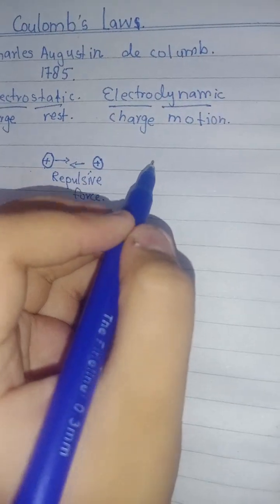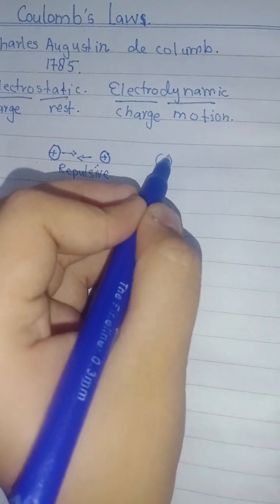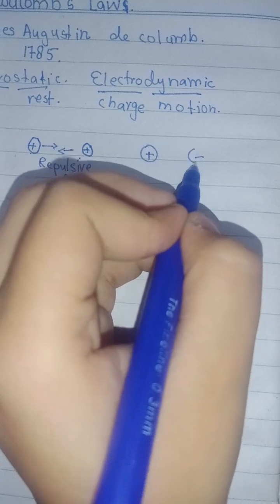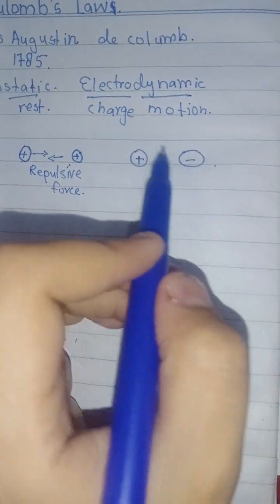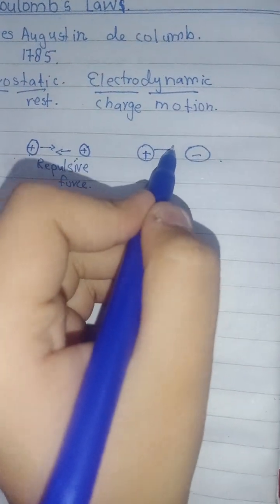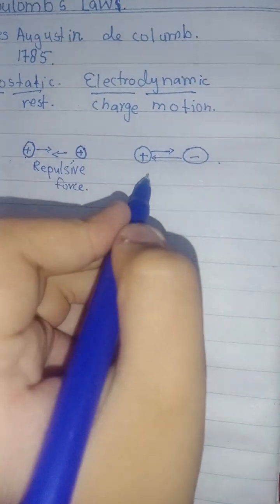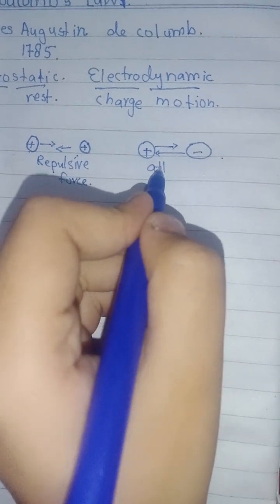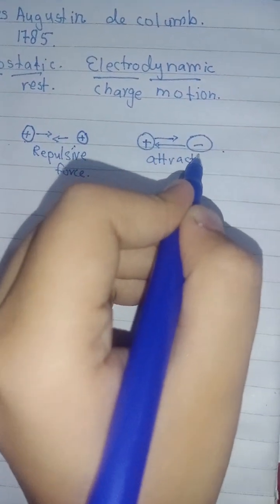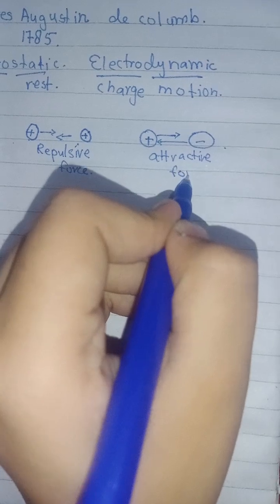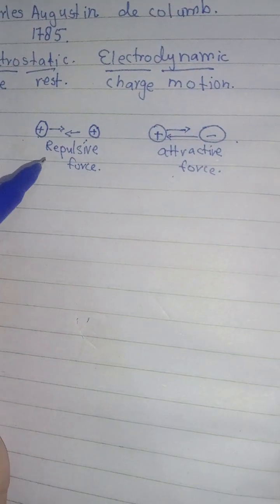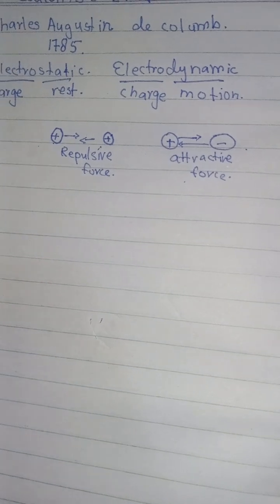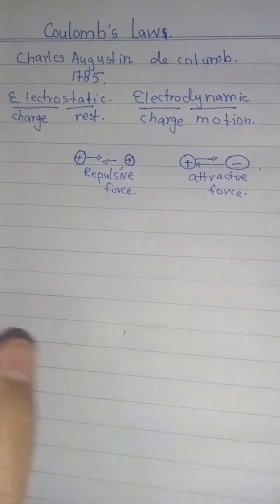Now talking about the attractive force, here we have a positive charge while here we have a negative charge. Different charges always attract each other, so there will be an attractive force. Different charges always attract each other while same charges always repel each other. So now let's discuss Coulomb's law.